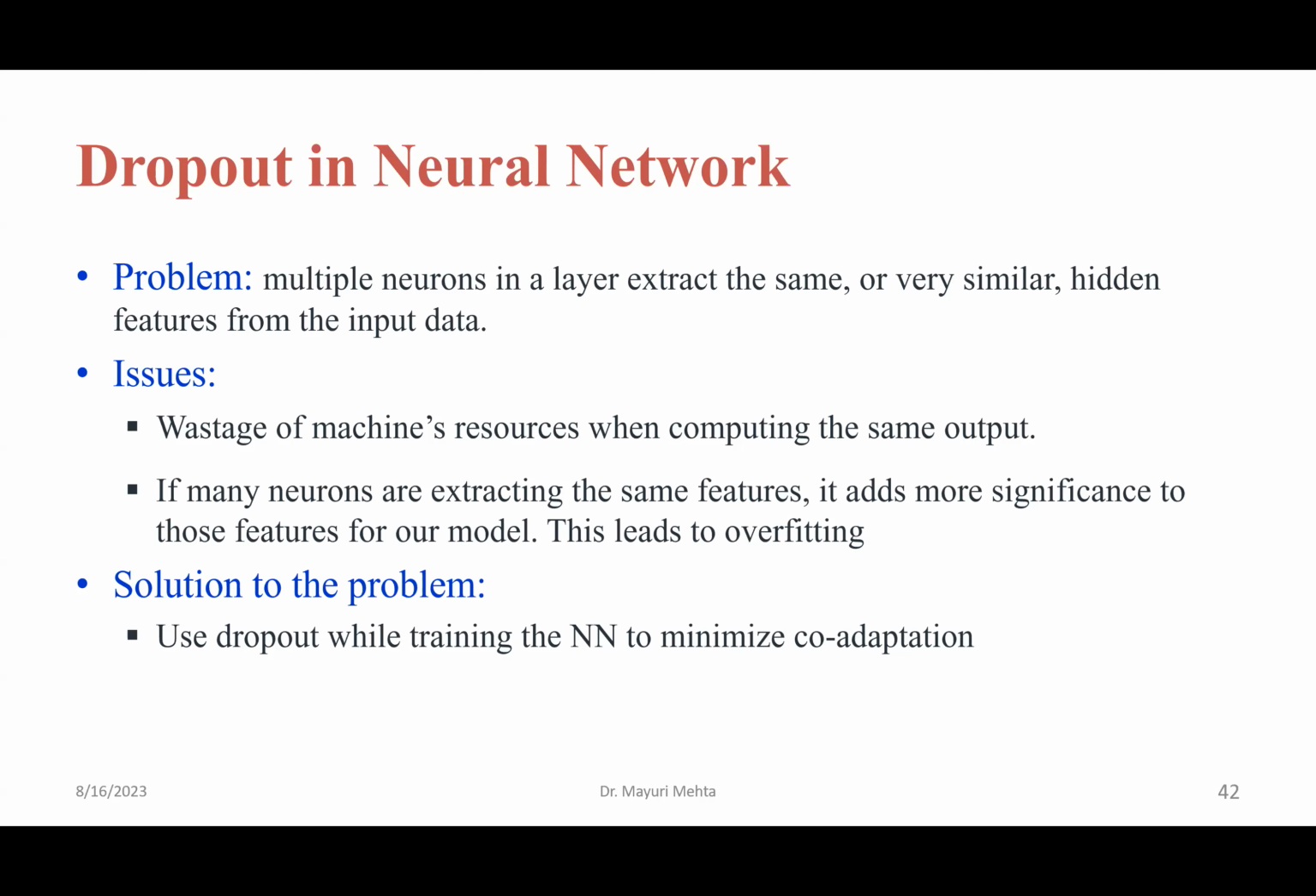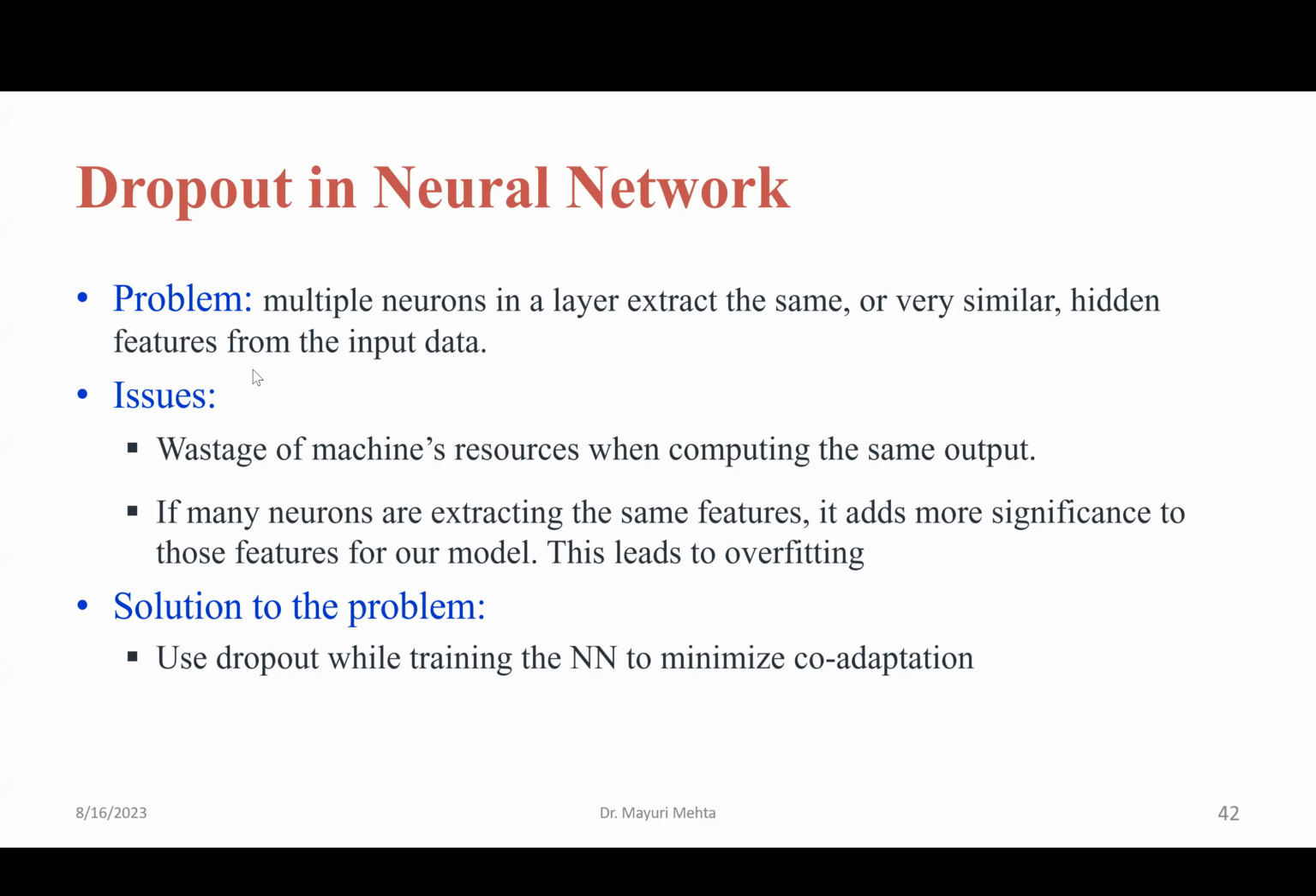So in that case, it leads to overfitting. So these issues may occur in our model when co-adaptation occurs. So what's the solution for this problem? We can overcome this problem as the title suggests, dropout in neural network. We use dropout while training the neural network to minimize this co-adaptation. Dropout is used to minimize co-adaptation in neural network.